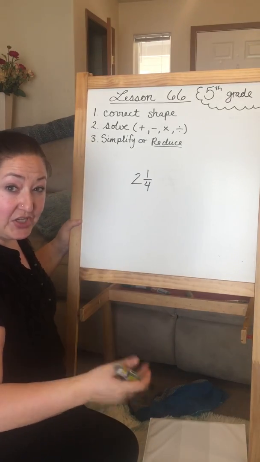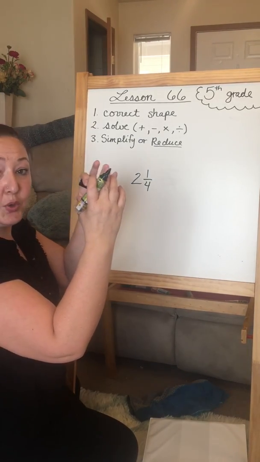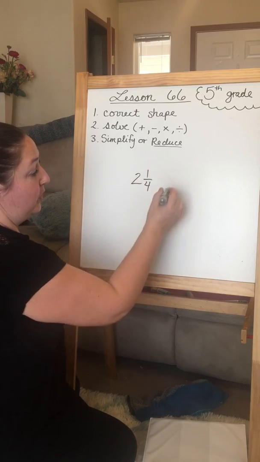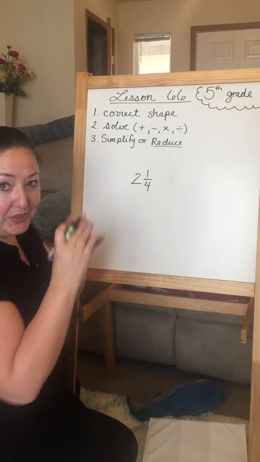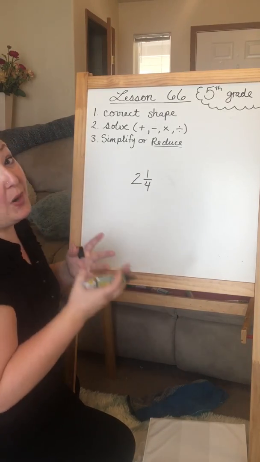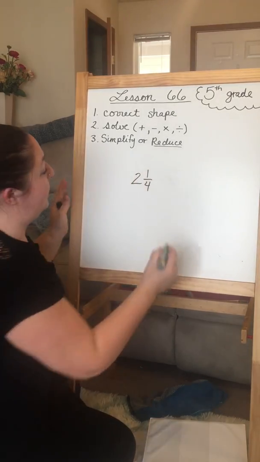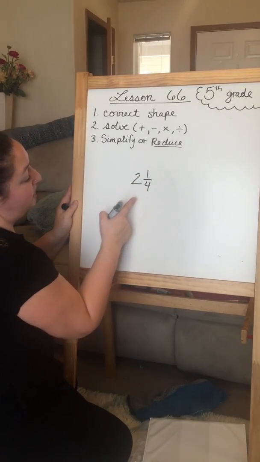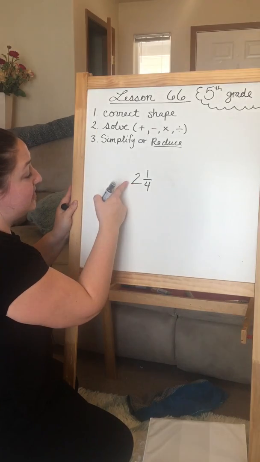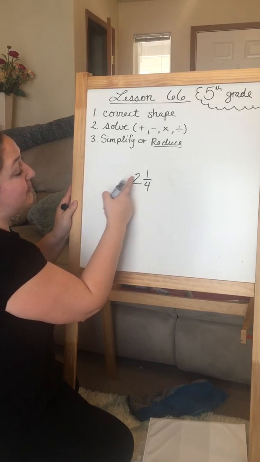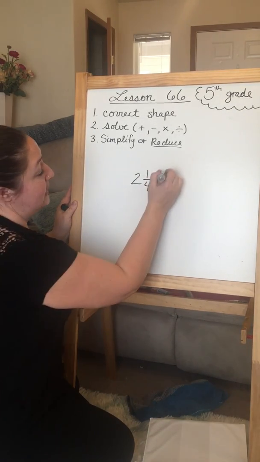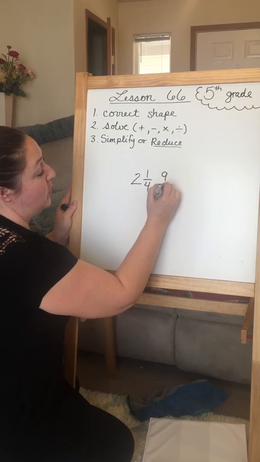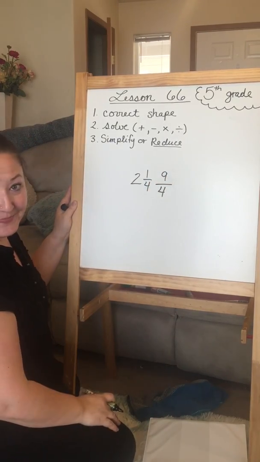An improper fraction, remember, is when the total is bigger on the top. Like when you're going to do a pyramid, you want the smaller person on top. So an improper fraction is when the bigger person's on top. So 4 times 2 is 8, 8 plus 1 is 9. So this improper fraction would be 9/4. Okay?